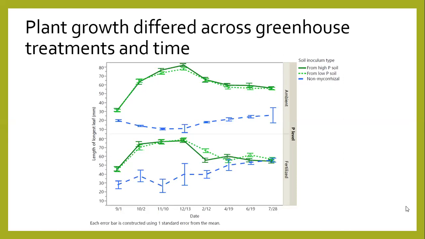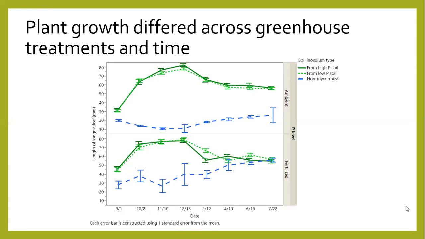I'll explain the graph a little bit better. The top section is plants that did not receive any phosphorus fertilization, and the bottom section is plants that were fertilized with phosphorus. The blue dashed line is plants that were non-mycorrhizal, so they did not have any mycorrhizas, and the green lines are from the different soil inocula. Originally there was a fertilization effect where the plants fertilized with phosphorus were larger on average than those that were fertilized without phosphorus. But over time that difference disappeared except for the non-mycorrhizal plants.